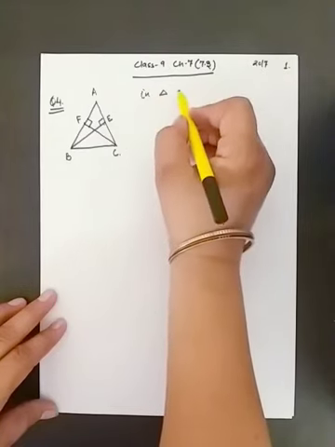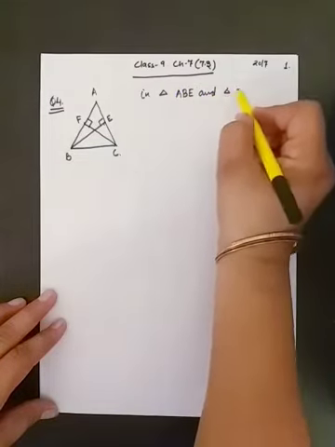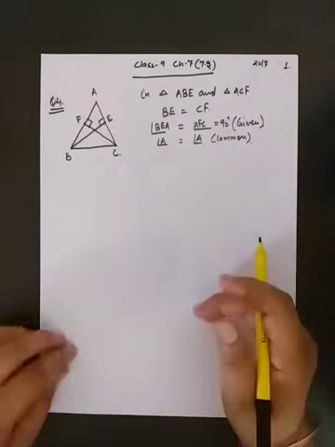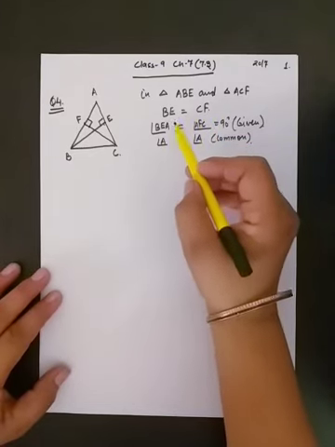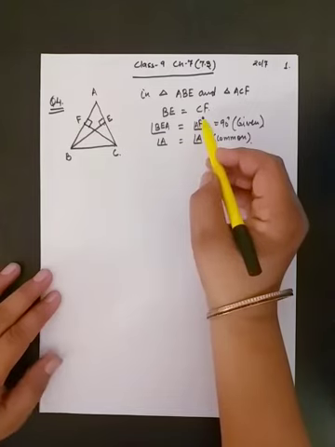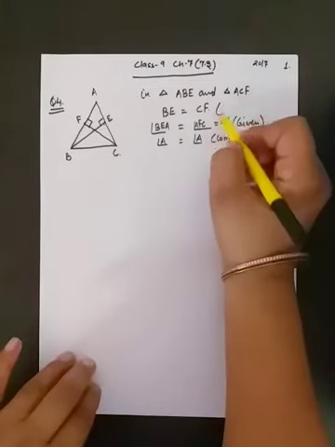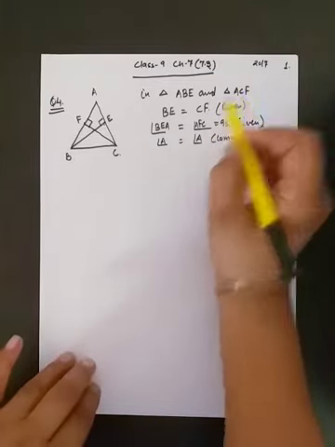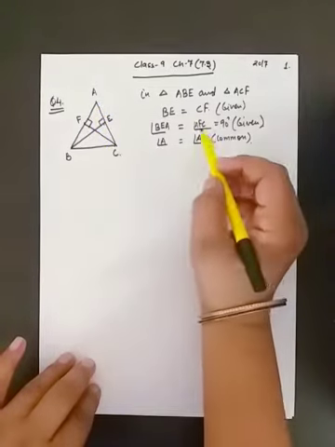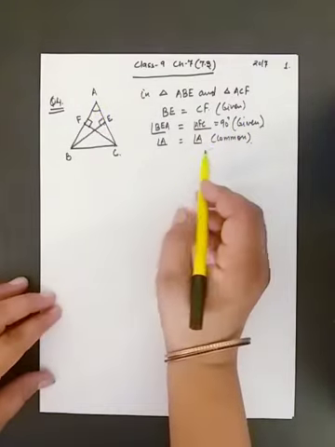In triangle ABE and in triangle ACF, we are having these three parts. BE is equal to CF, it is given in questions that these altitudes are equal. So we can write it as given. And angle BEA is equal to angle CFA, each equal to 90. This is also given to us, and angle A is common in both of the triangles.